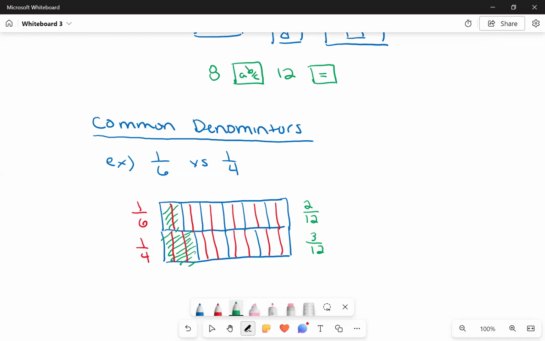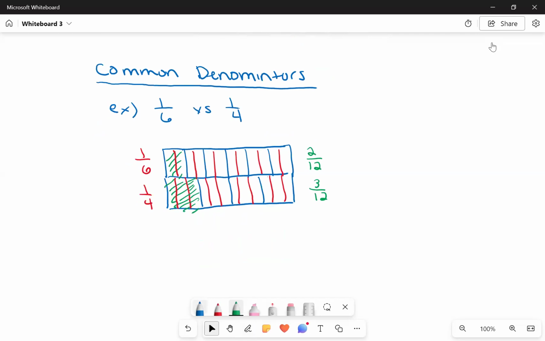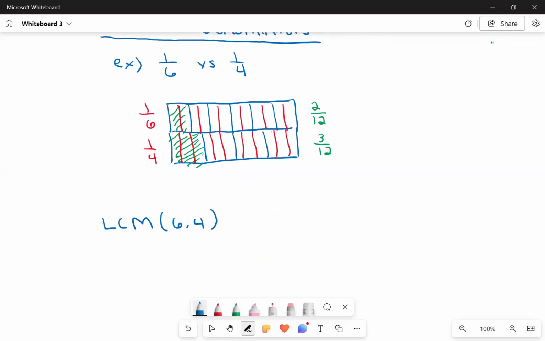Okay, so where did I come up with 12? Well, that's a concept we talked about previously, the lowest common multiple of 6 and 4. And we had techniques for doing the lowest common multiple. It's been a while. I'm not going to review that. I will maybe do a link to that video. But this is what we're going to use to find what's called the least common denominator.